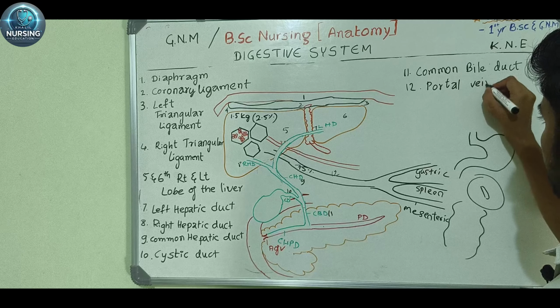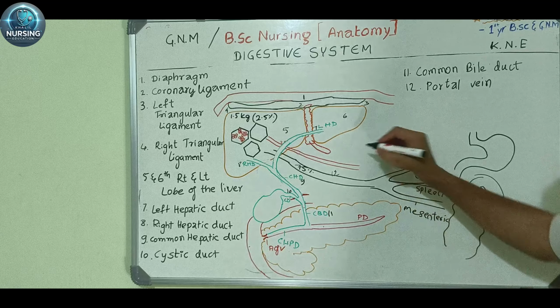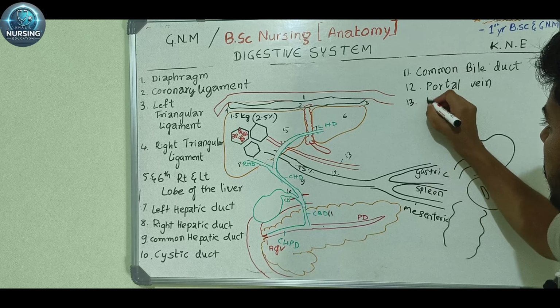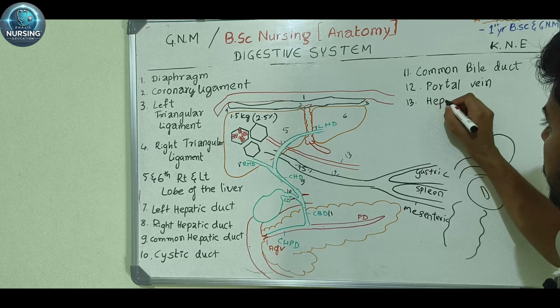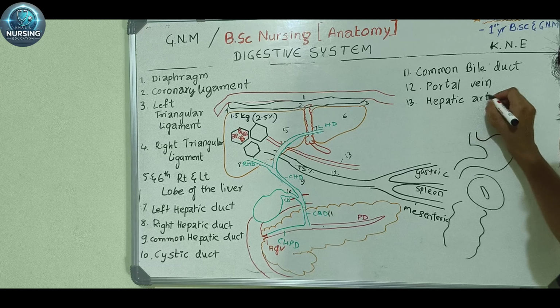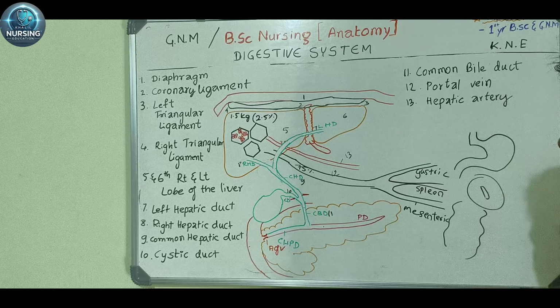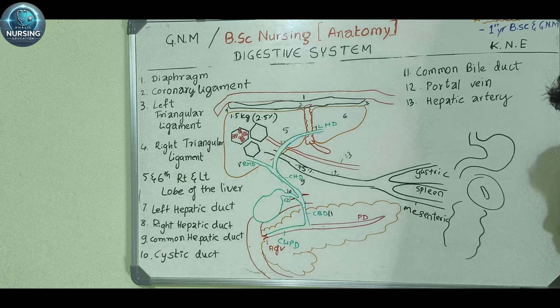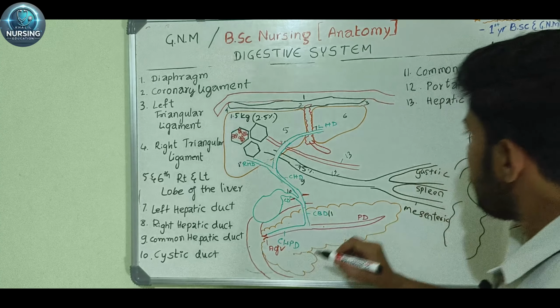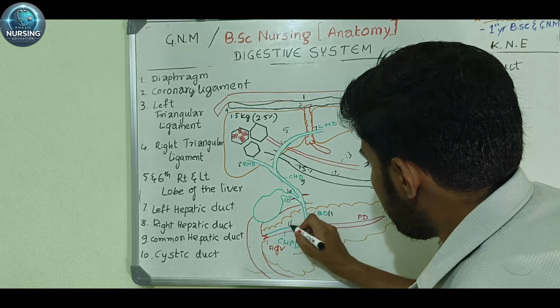Okay, so the 12th one, I will write this as the 12th, is the portal vein. Okay, this one is the 13th. The 13th is the hepatic artery. Clear? Is anything still left?